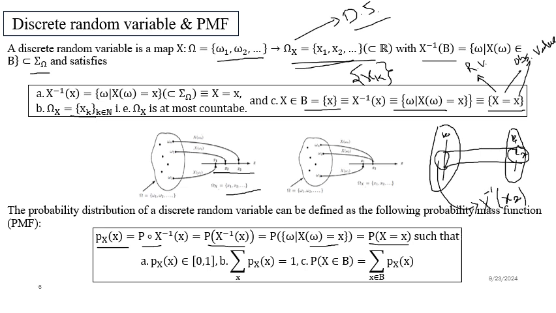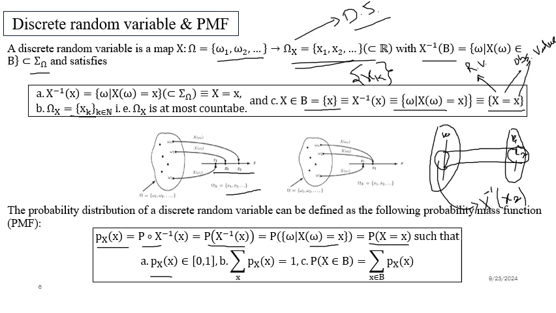Okay, now that you have expressed the probability distribution of a discrete random variable in terms of the probability measure of X observing a value small x, it satisfies three properties. Why does the first property come? In the definition of probability measure, you had already seen what value the probability measure takes. It takes values between 0 and 1. Probability measure always takes a value between 0 and 1. So by default, the first property comes.